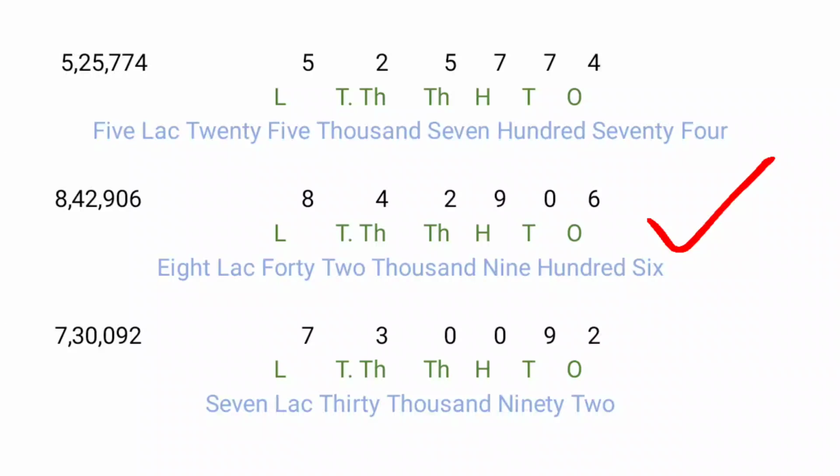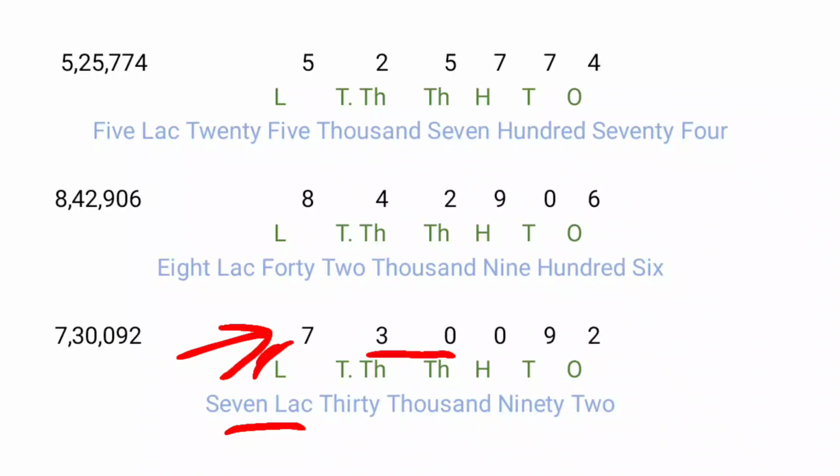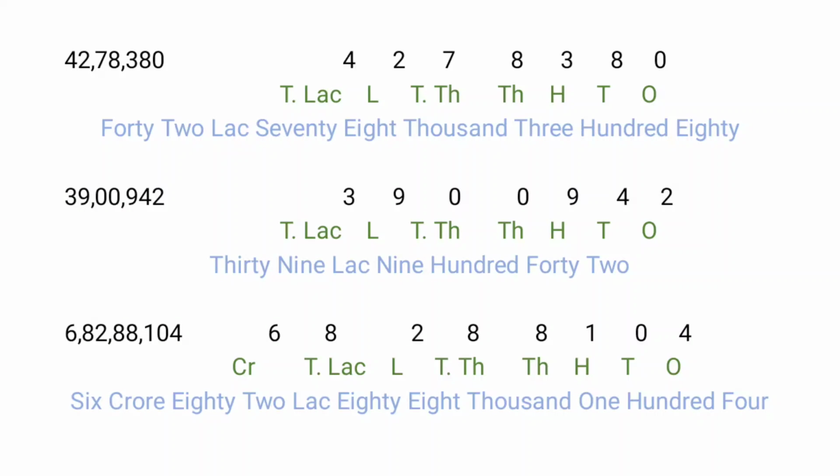Now see this number. This is also a 6-digit number, right? First the places: ones, tens, hundreds, thousand, 10,000, and lakh. Start reading from this side. 7 lakh, 30 as combined 30,000. Hundreds place is 0, so neglect it, and 92 as 92. So the number will be 7,30,092. Okay.